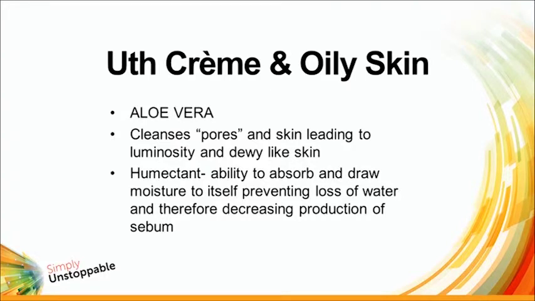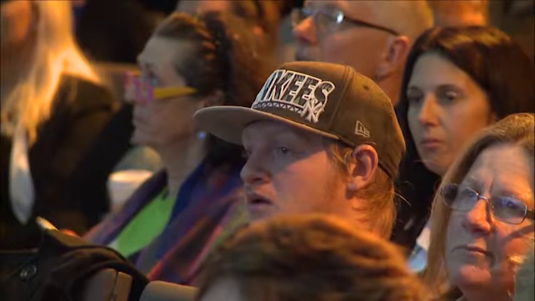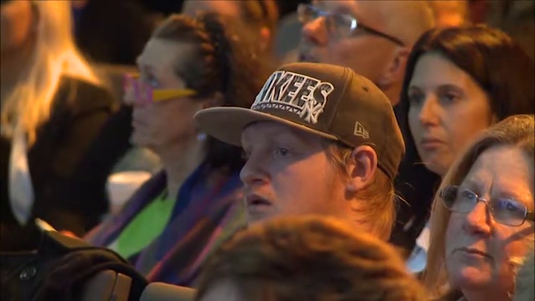How does the youth cream affect oily skin? How does it support it? Well, again, it contains aloe vera. Aloe vera also has the ability to behave like a humectant. And a humectant is a substance that has the ability to draw and absorb water to itself, very much like the collagen and the elastin, which is actually found in the dermis, or the true skin known as the corium.